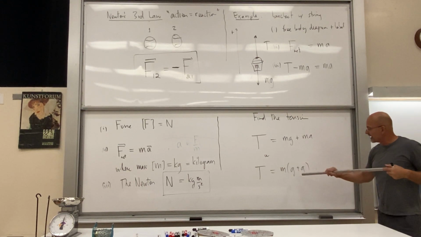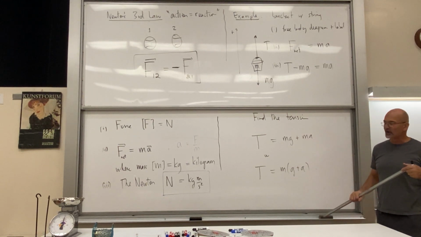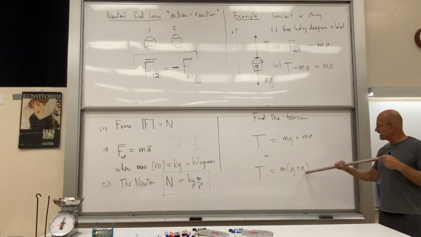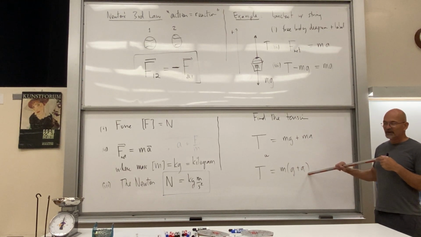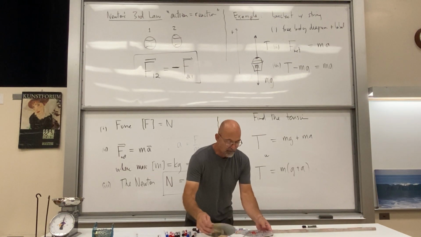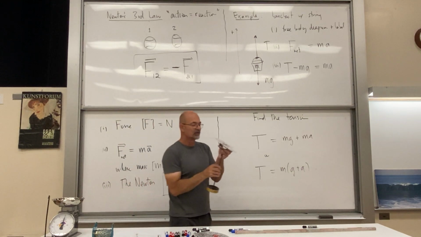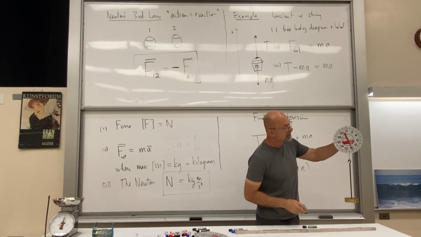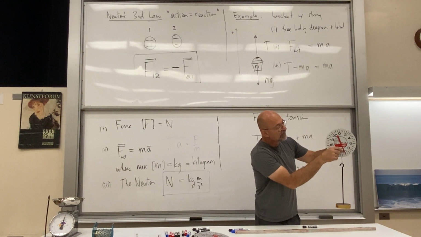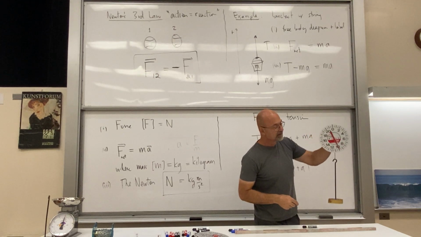First of all, if the bucket's not accelerating, then the tension is just the weight. That's what we started with. If we're accelerating in the up direction, the tension is increased. And instead of a bucket, I can use this weight. I have to do it in slow motion, right? So here's the tension, 10 newtons. If I accelerate upward, you're going to see this pointer go to a higher weight briefly. That was the effect.